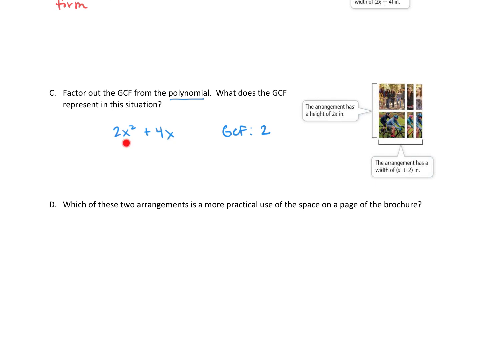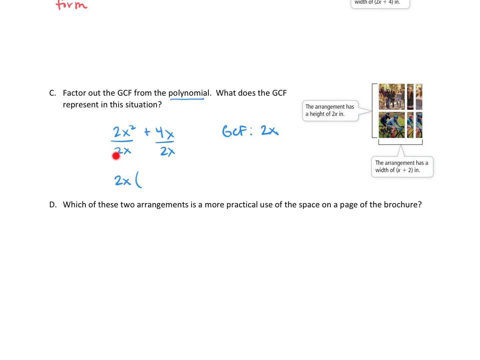Do both terms have x's? They do. So we'll have an x in our GCF. Look at the smallest number of x's. This is an x to the first. This is an x squared, so they both have an x to the first in common, so our GCF is a 2x. They want us to factor this out, so we're going to factor a 2x out of both terms, and then we're going to write our GCF down, put a parenthesis after, and then do that factoring.